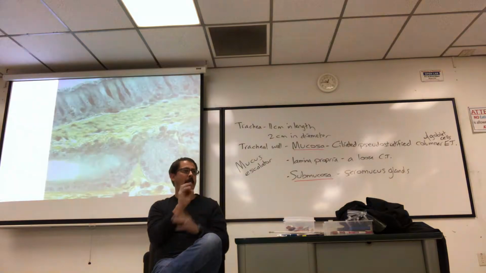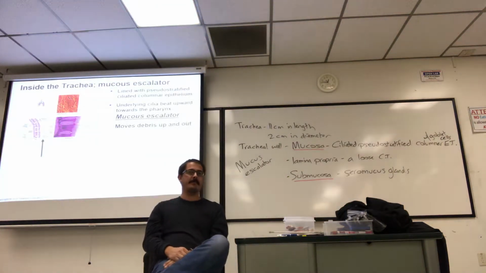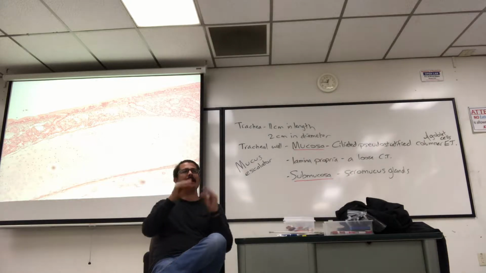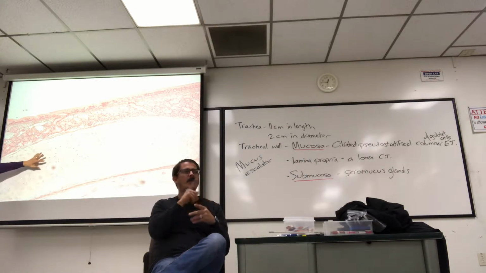All right, let's see here. There's the slide for the mucus escalator. Let me go back and teach adventitia, this slide. All this is, there are other tissue types, but I would just have you identify this tracheal ring of the adventitia.